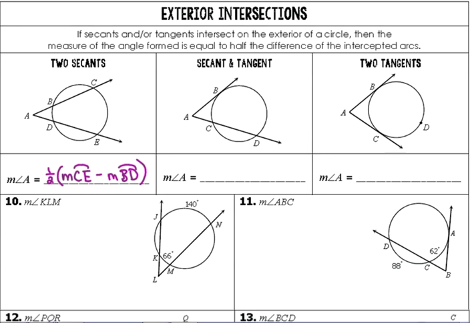It's not necessarily something you have to remember. If you do it the wrong way, you're going to get a negative answer. You can't get a negative answer for angles within a circle or outside of a circle.